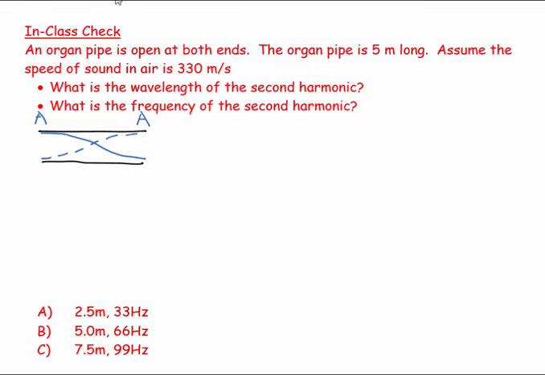If I go to the next complexity, again I have to have an antinode at each end, and the diagram that will give me that is this. That's the next most complex way of drawing this. Again, we have an antinode at each end, and there's another antinode in the middle, and then a node here and a node there.